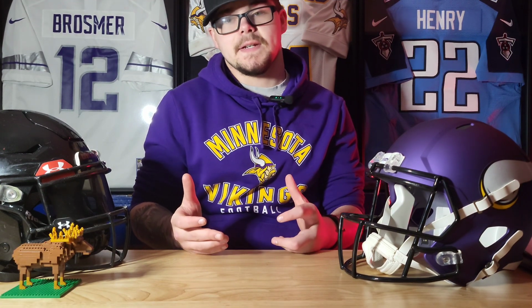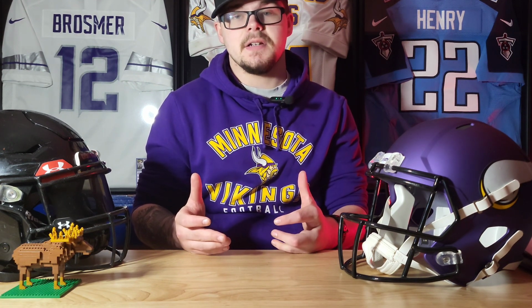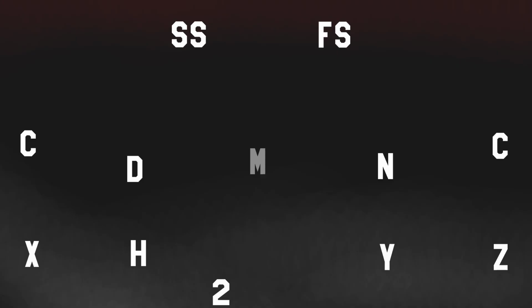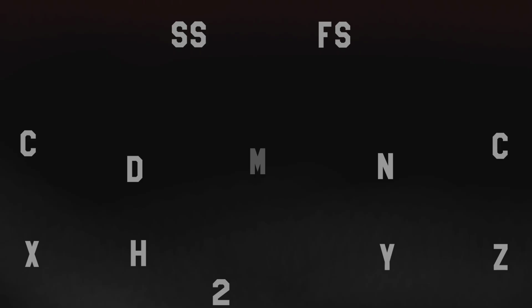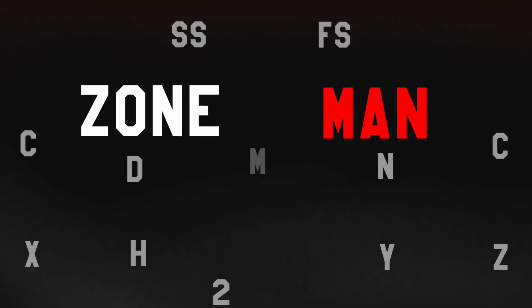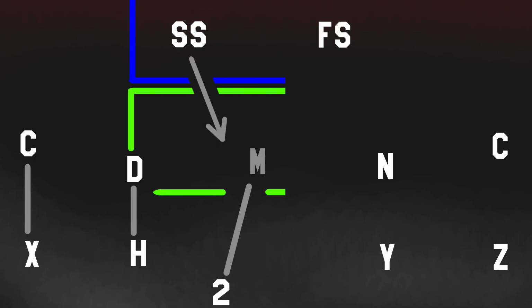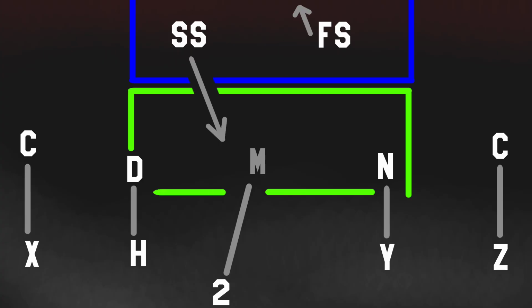Now that we understand the different positions within a secondary, we can start to dive into what each position's specific role is and how they're positioned. The primary purpose of the secondary is to protect from an offense's passing game. To do this, a defense runs a specific coverage centered around either zone or man coverage. Man coverage is simple and easy, but is easy for an offense to diagnose and exploit.